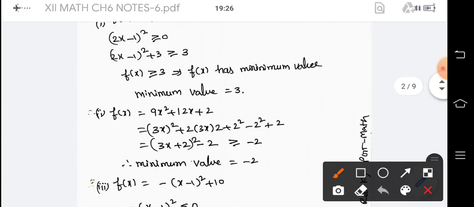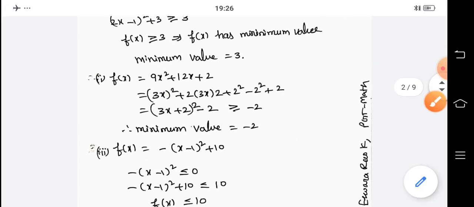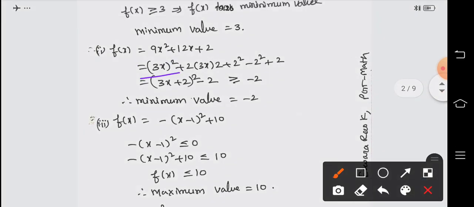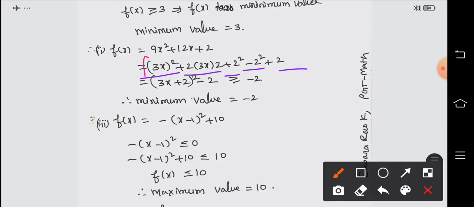Before you do the second question, just do the completing square. The given question is f of x equal to 9x square plus 12x plus 2. I did the completing square method: 3x whole square plus 2 into 3x into 2 plus 2 square minus 2 square plus 2. So that I can group them as a square plus 2ab plus b square, which is the a plus b whole square formula. So I can write it as 3x plus 2 whole square.